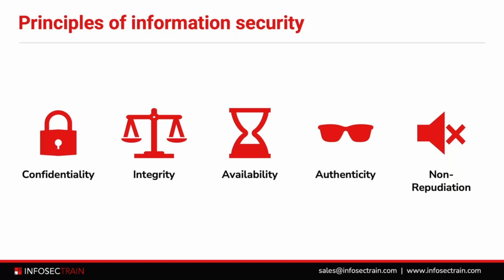Integrity refers to protecting unauthorized alteration of the data. Availability refers to ensuring that the data is always available whenever it is required. Authenticity is pretty much verification of any user or entity logging into the information system with the help of the username, password, OTPs, all the multi-factor authentication systems and everything.